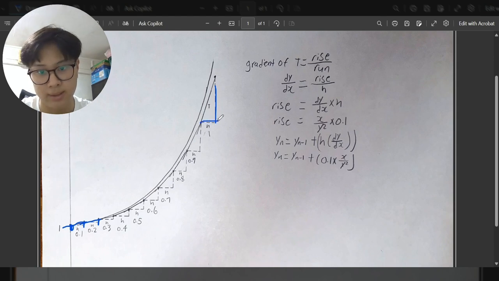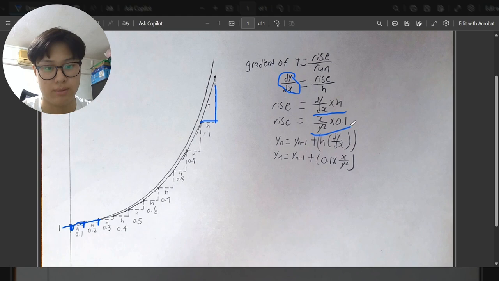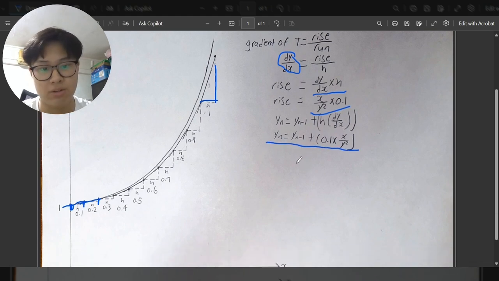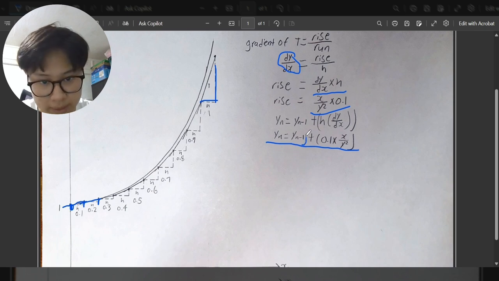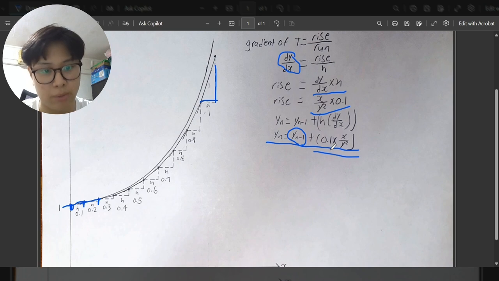So we know that the gradient of the tangent at any point equals the rise over the run, and we know that our run is the step size. And the equation of the gradient is dy over dx. So to find the increase of y, or the rise, we use dy over dx times our step size. So for this question, the increase of y equals x over y squared times 0.1. So to find the equation of the next y, we use the previous y value plus our increase in y, which is 0.1 times x over y squared for this question.